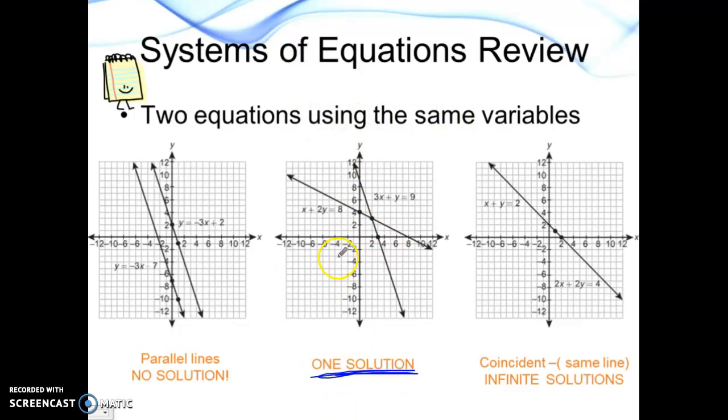So we're actually going to get values for x and y. Looking at this graph, this would be the solution, 2, 3. And in this solution, that means that x equals 2 and y equals 3. So in both of these equations, the x is equal to 2 and the y is equal to 3.